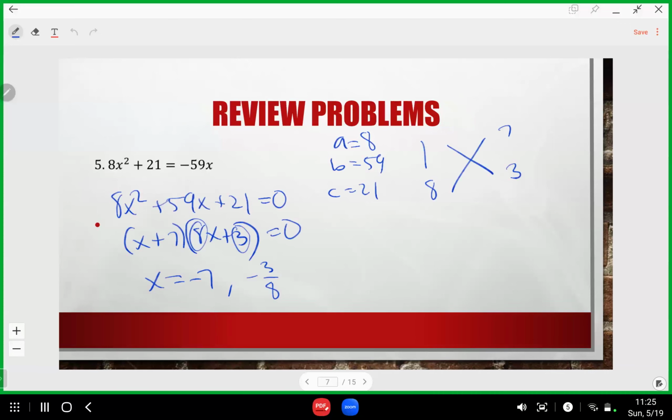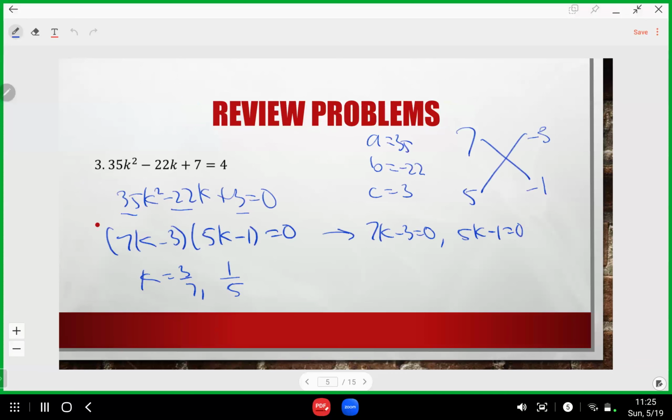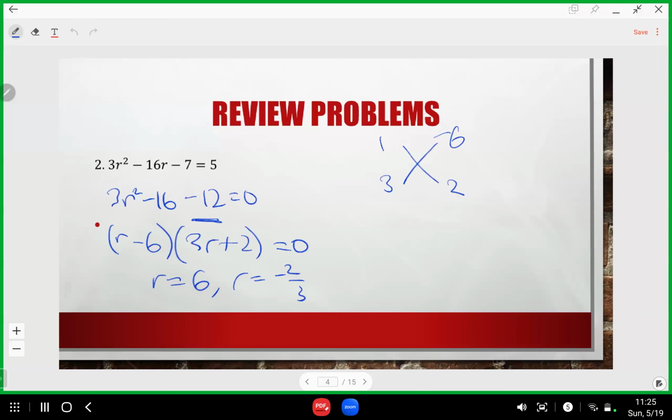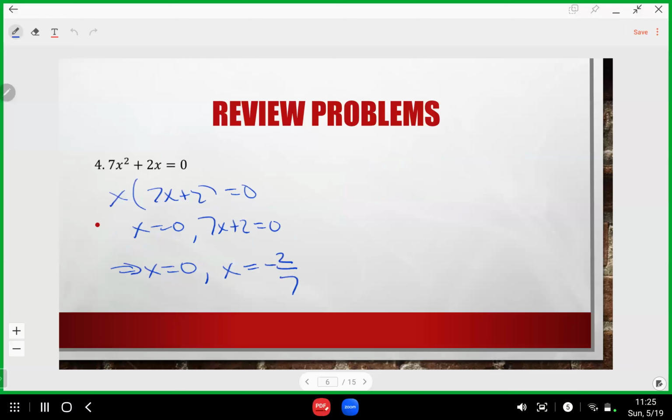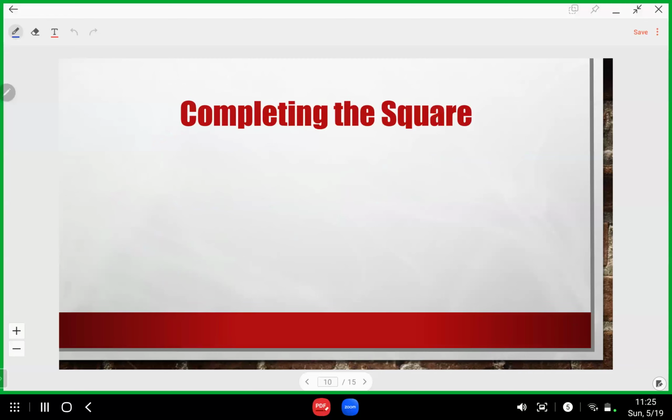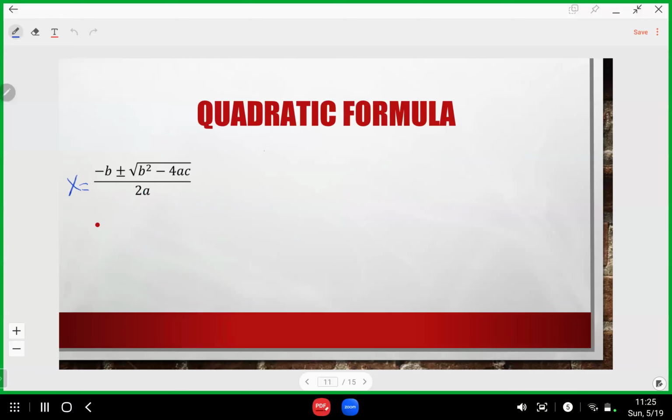So let's just take this problem. Actually, what is a good problem to take? Something that has whole numbers. Okay, so let's just take n squared plus 8n plus 15 is equal to 0. Of course, we can factor this, right?